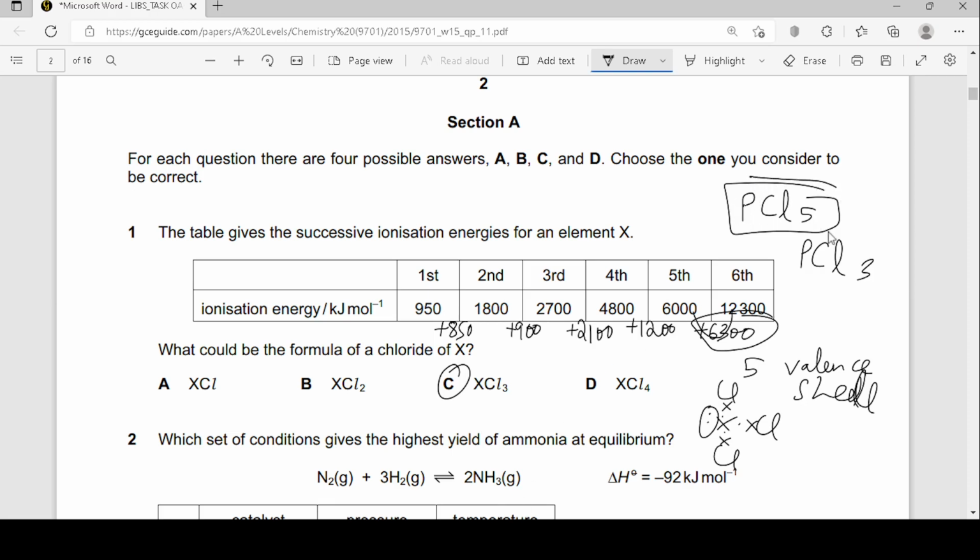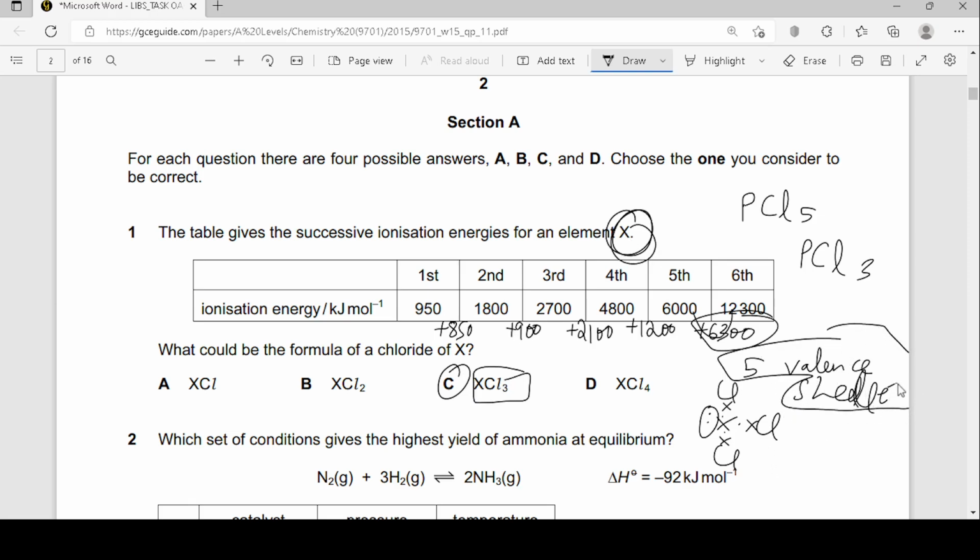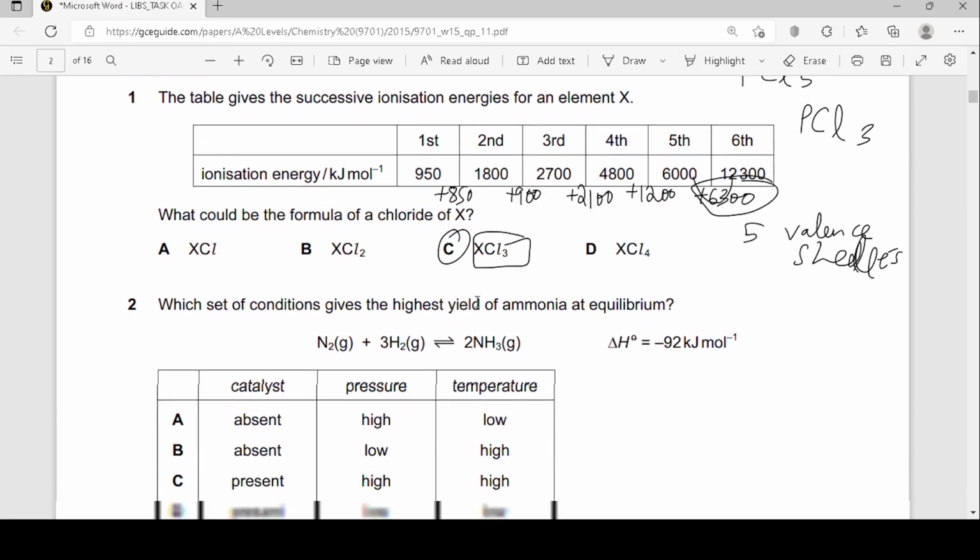Just because I can think of a compound like the X they've stated here, with 5 valence shell electrons. I have PCl3, which looks like XCl3, don't you think? Because I can compare it to PCl3, I feel like the best option should be C. Alright, so yeah. Next question.